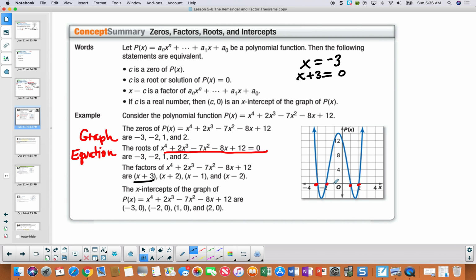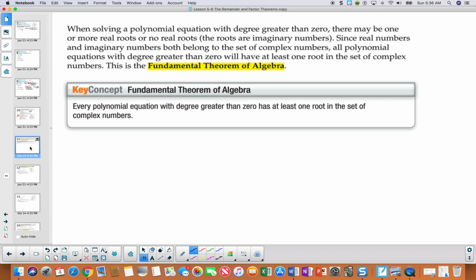Now, each one of these are x-intercepts, and x-intercepts have an x and a y component here. So remember, the y's are always 0. Okay, fundamental theorem of algebra. Every polynomial with degree greater than 0 has at least one root in the set of complex numbers.